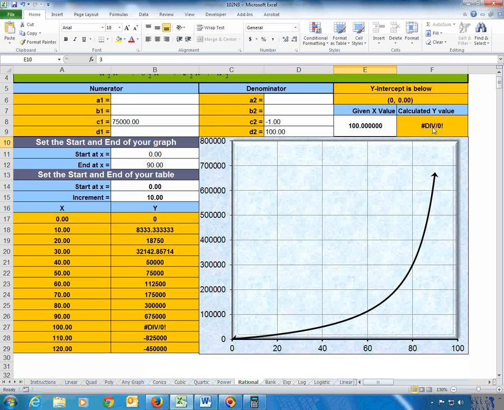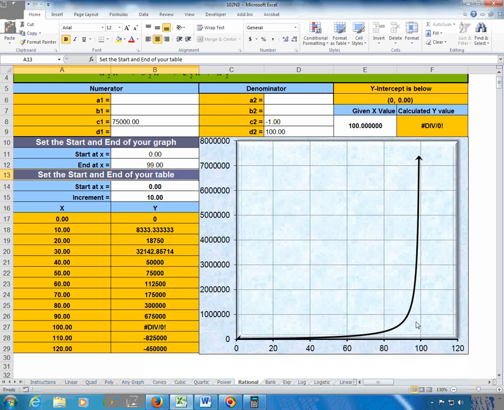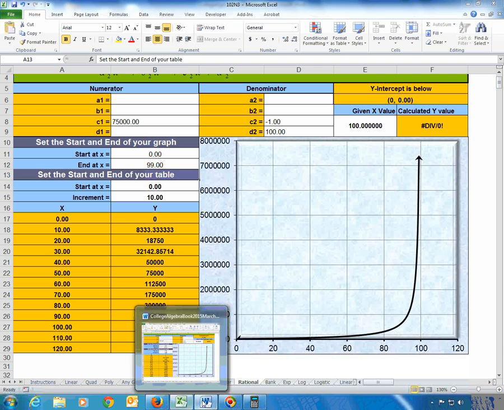Get division by 0. Now graphically, what does that mean? Well, look at this graph clear out to 99. What's it doing? It's going vertical here. There's a vertical asymptote that the graph gets closer and closer to. Where is it? 100. What's it heading off to? Infinity.